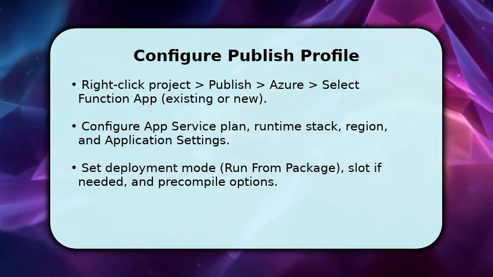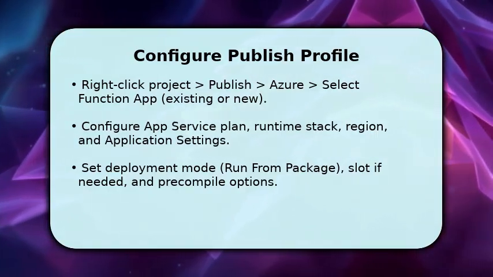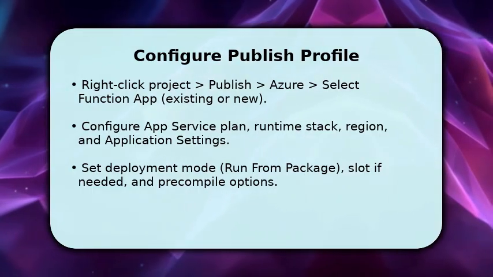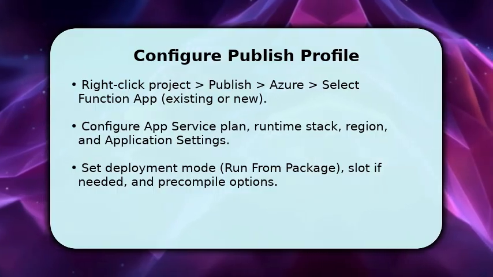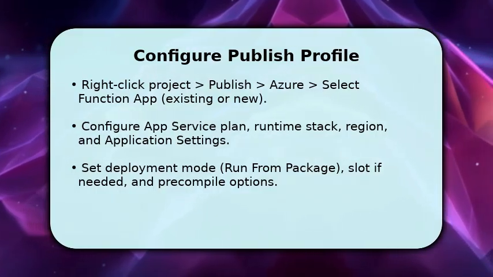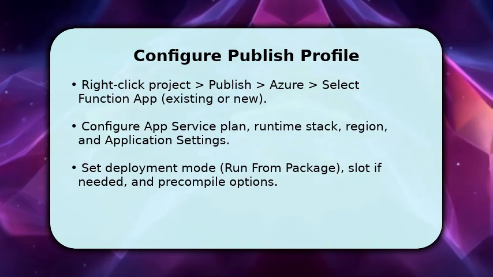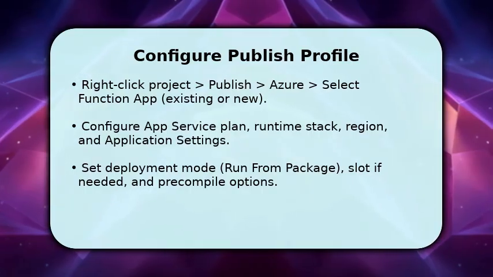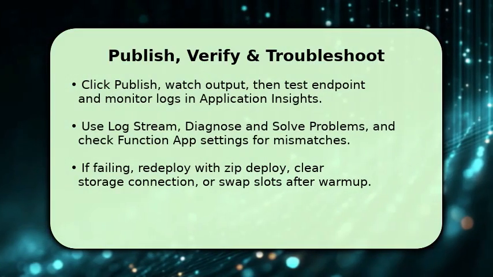Configure application settings and connection strings in the portal or via the Publish dialog so settings persist between deploys. If you need zero downtime, create and select a deployment slot. Confirm build configuration, release, and precompile if required. Publish the app and monitor the Visual Studio output for build and deployment completion.